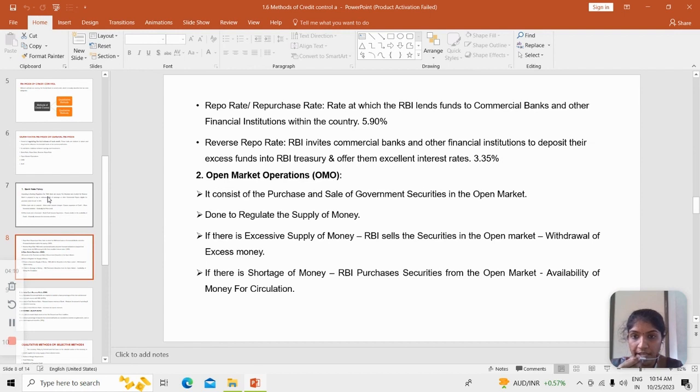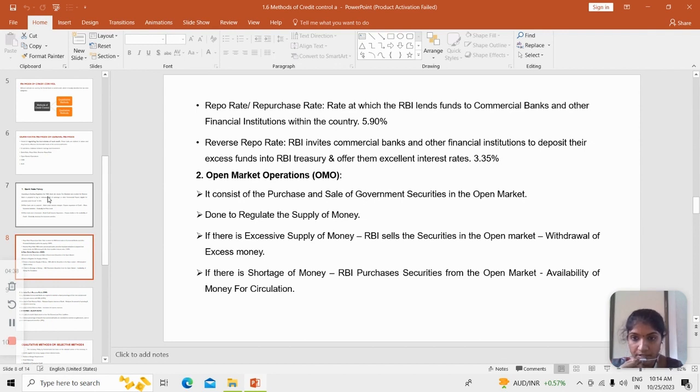But before that, the bank rate policy is again classified into two: repo rate or repurchase rate, and reverse repo rate. Repo rate or repurchase rate is the rate at which the RBI lends funds to commercial banks and other financial institutions, which means the RBI will lend funds to the commercial banks and other financial institutions at a particular rate of interest. Currently it is 5.90%.